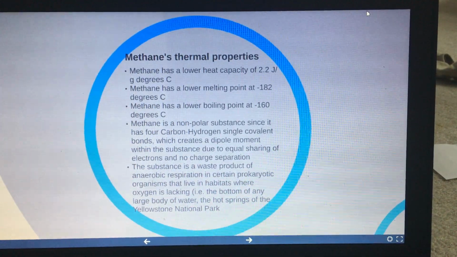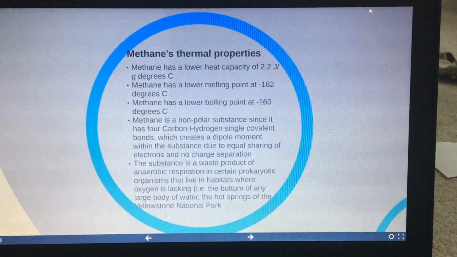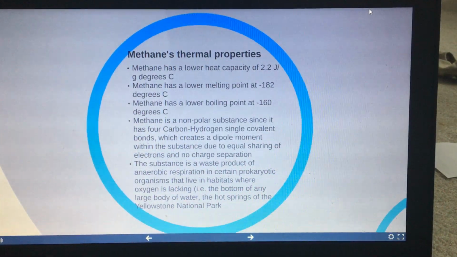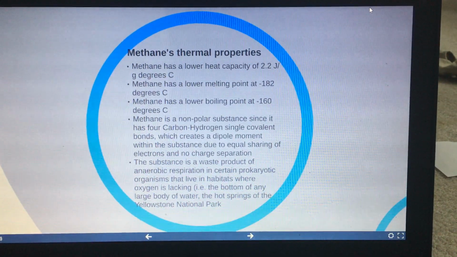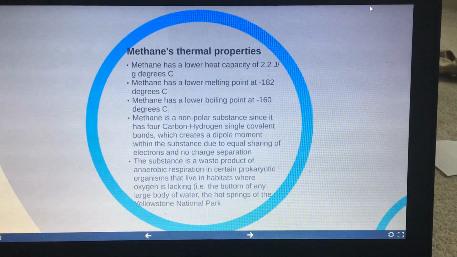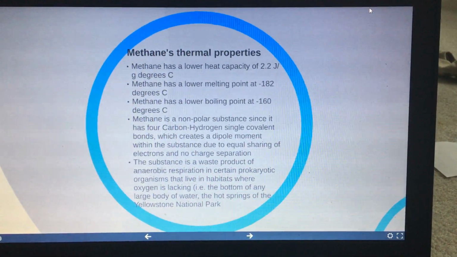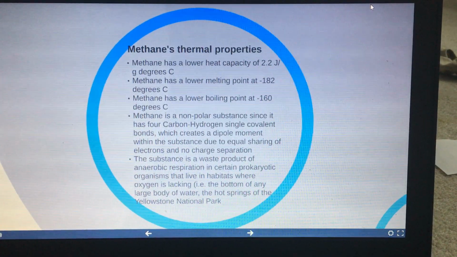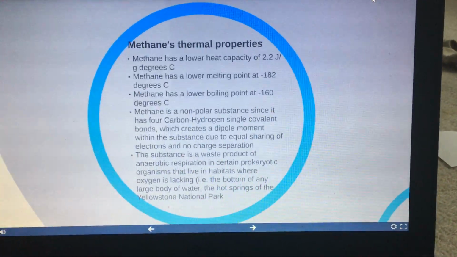The substance is a waste product of anaerobic respiration in certain eukaryotic organisms that live in habitats where oxygen is lacking, such as the bottom of any large body of water and the hot springs of Yellowstone National Park.